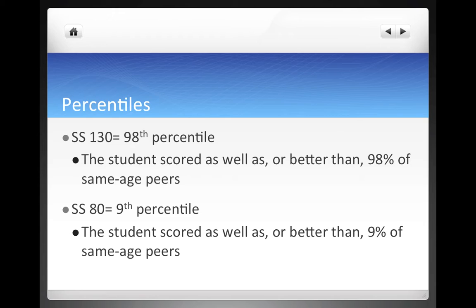A standard score of 80 would fall in the 9th percentile. So when we look at that score, we would say that the student scored as well or better than 9% of their peers. So it really helps you to see how your child compares to other students.